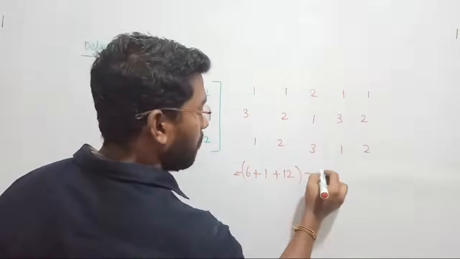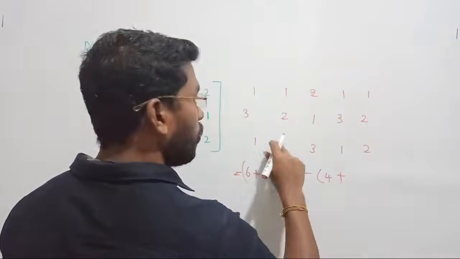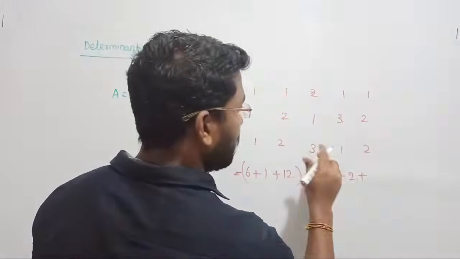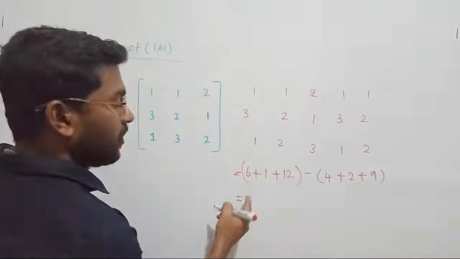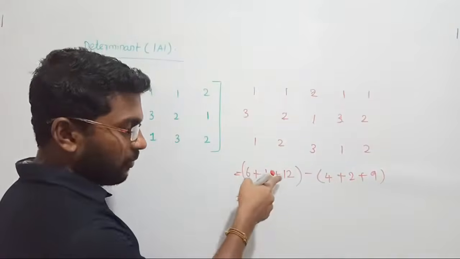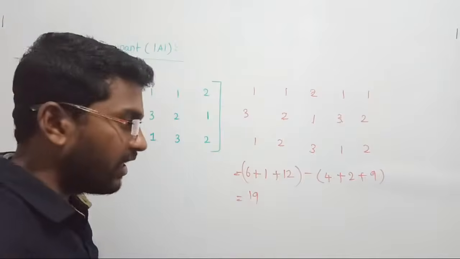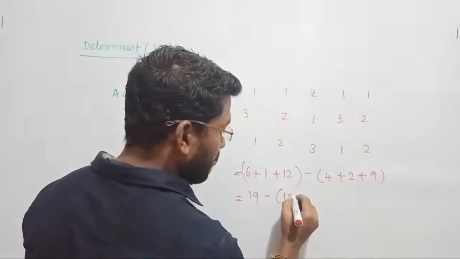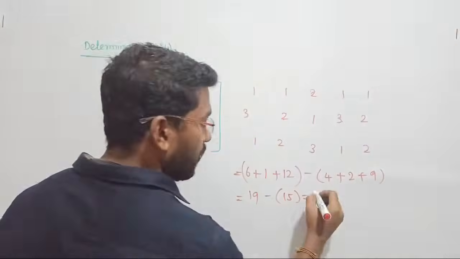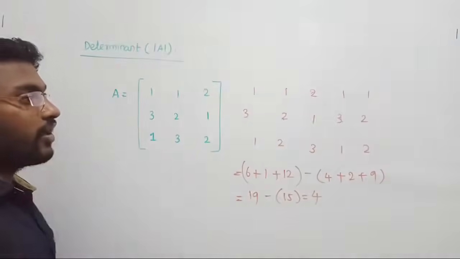First half is over, minus second half. 1 into 2 into 2 will give you 4, plus 2 into 1 into 1 will give you 2, plus 3 into 3 into 1 will give you 9. What is the answer? 12 plus 6 plus 1 will become 19, because 18 plus 1 will give you 19, minus 4 plus 2 is 6, 6 plus 9 is 15, such that 19 minus 15 will give you 4. Any mistake? No. That is how we are finding determinant.